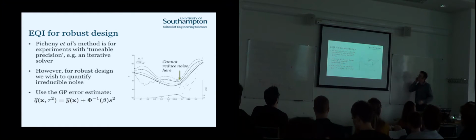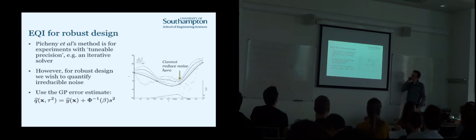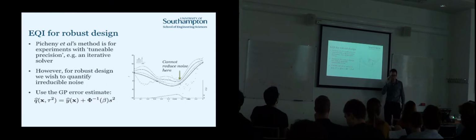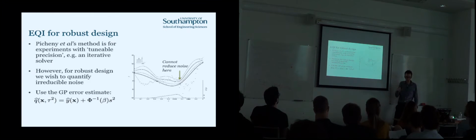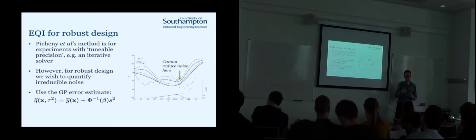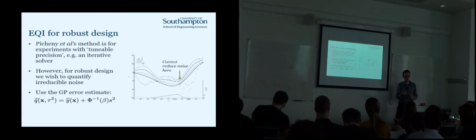So this method that Picheny developed was developed for experiments with tunable precision, because a lot of people work on, let's say that instead of the inherent defects in our artifact, we were looking at measurements of our artifact. If I take my calipers and I measure it, if I take one measurement, I'm not going to be very certain as to the dimensions of this part. If I take 10,000 measurements, I'm going to have a really good idea of the size of that part.